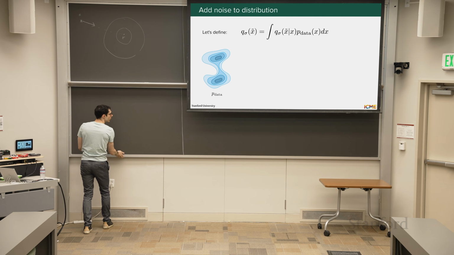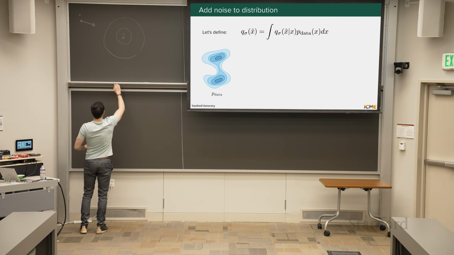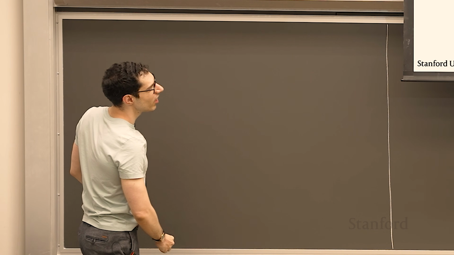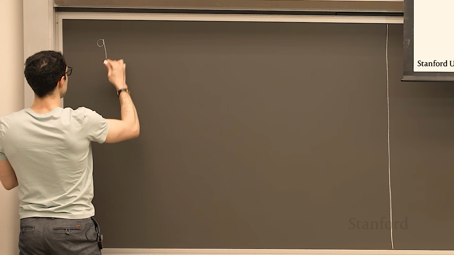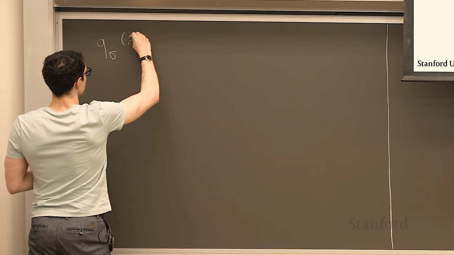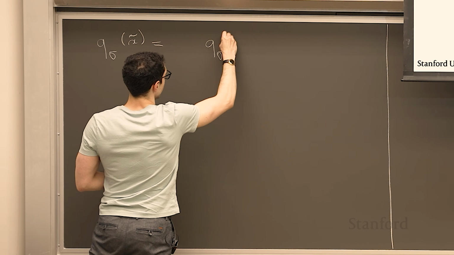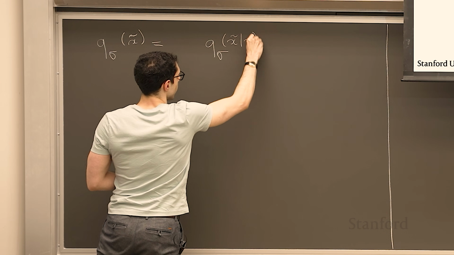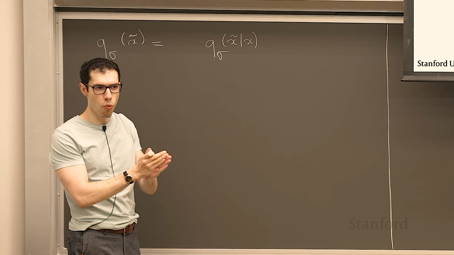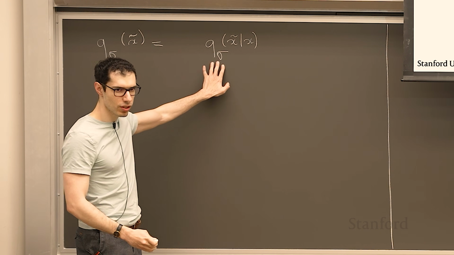So what I'm going to do is just rewrite the expression on the blackboard. OK, thank you. So you have q sigma of x tilde. It is a function of this perturbation, so it's called a perturbation kernel. You take one data point from your data distribution, and then you noise it.